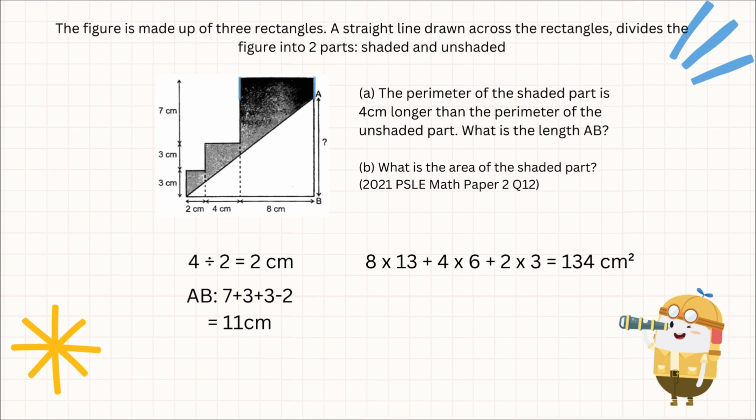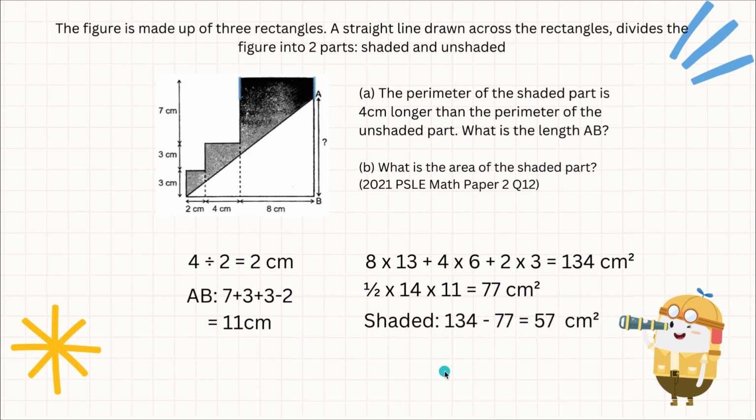Add them up all together, you get 134 cm squared, but we are subtracting away the triangle. So for the triangle, half times your base, 2 plus 4 plus 8, 14 cm, multiplied by the height. We found it in your previous part, 11, and we get the answer of 77 cm squared. Last but not least, our shaded region can be determined by taking 134 minus 77, and we get the final answer of 57 cm squared.